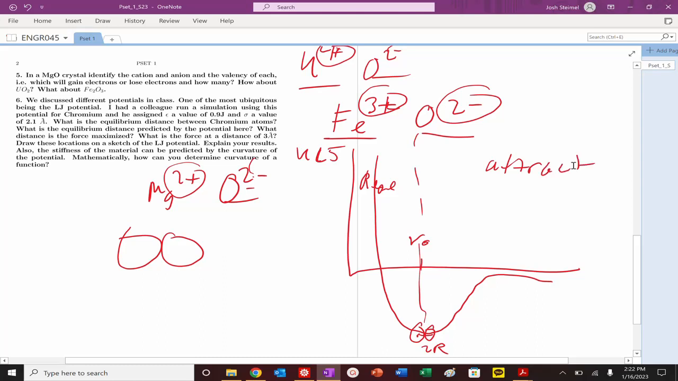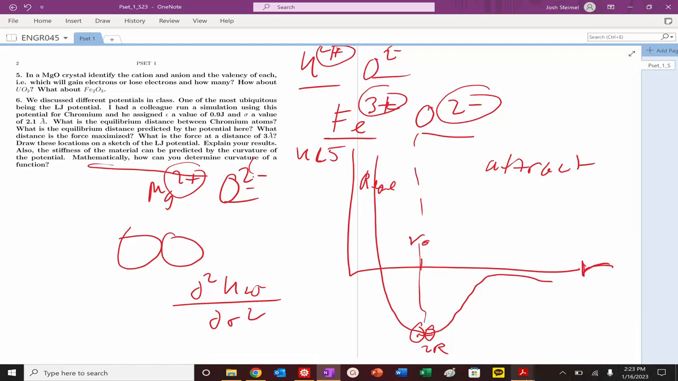And this is our minimum. So that's when our first derivative is 0. We see that this is our inflection point. That will be when second derivative is equal to 0. So how do you determine the curvature of a function? That curvature is always basically the second derivative of ULJ with respect to r squared. And this is r, distance between the atoms.